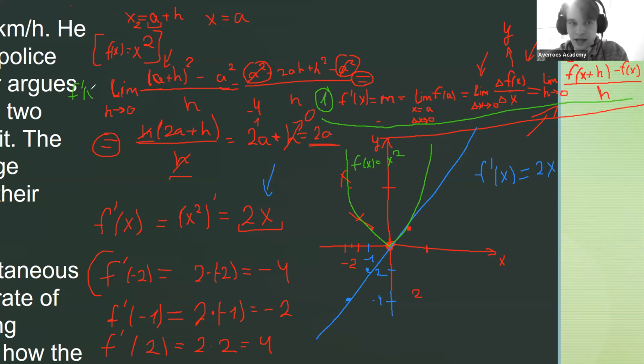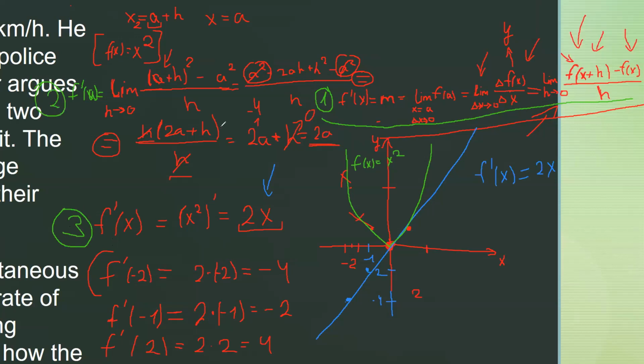f of a, f prime of a equals the limit of a function as follows. The solution that you found, the equation, and now we can write this one as the third line.